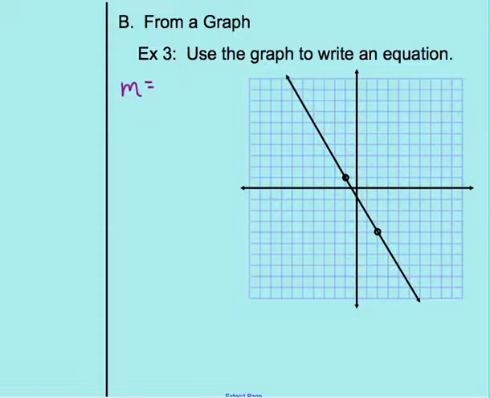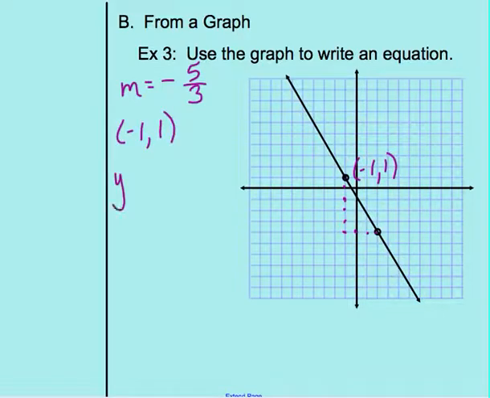Our line is falling, so our slope is negative. Rise over run. We have 1, 2, 3, 4, 5. A run of 3, so our slope is negative 5/3. And for our point slope formula, we can use either point that we want to. They both have a negative value, but this one is negative 1, 1, which are really easy numbers. So I'm going to go ahead and go with that.